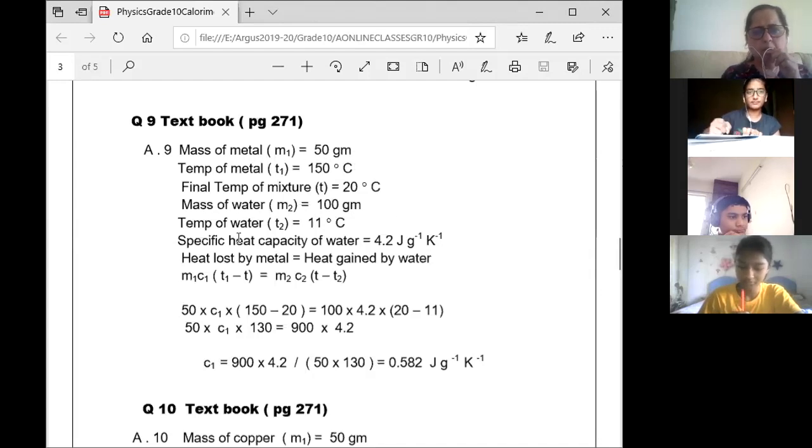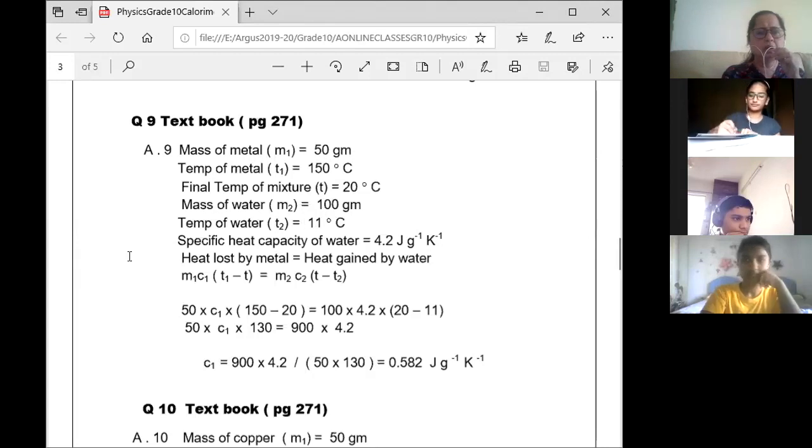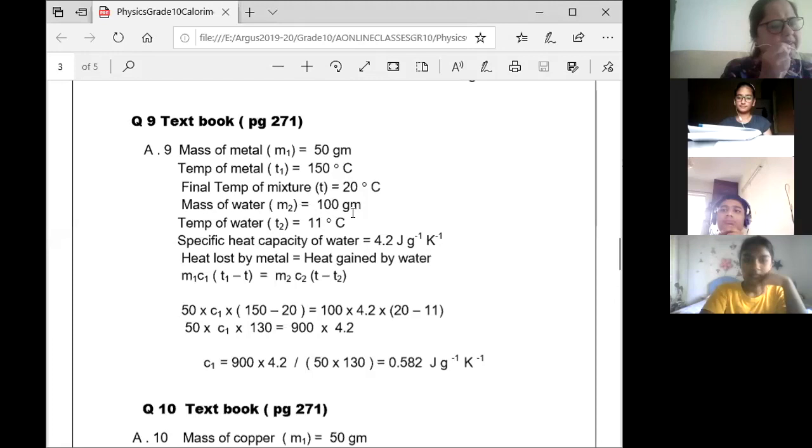And for everything from water, you will take the subscript as 2. So mass of water M2, temperature of water T2, and the specific heat capacity of water C2. See, everything is given. It is immersed in 100 gram of water. The temperature of water is 11 degrees Celsius, so T2 I have taken as 11.